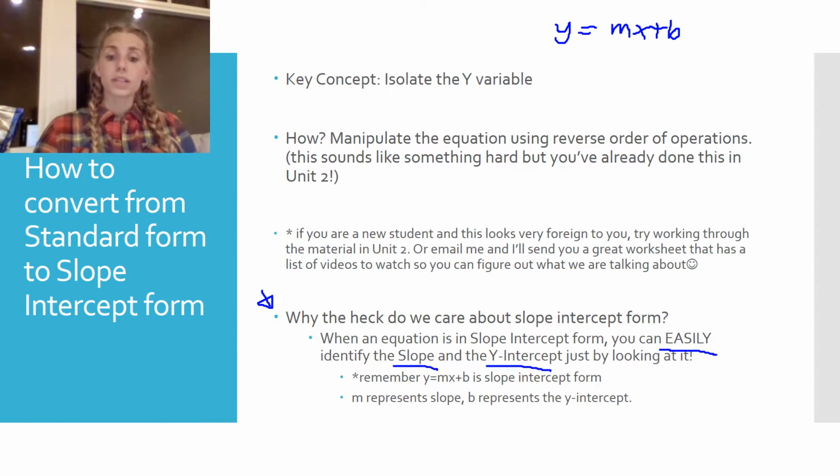So please remember that slope-intercept form, you should have this in your notes, is y equals mx plus b. Remember that m represents the slope and b represents the y-intercept. Very important that you know those things.